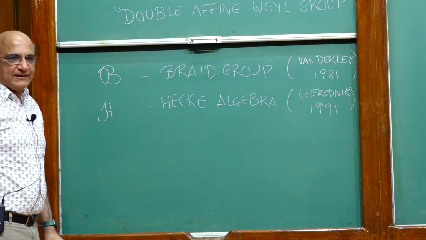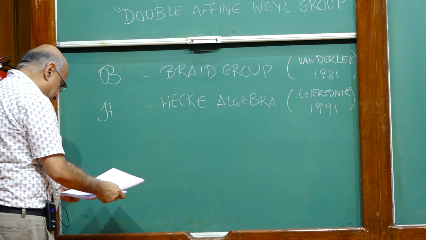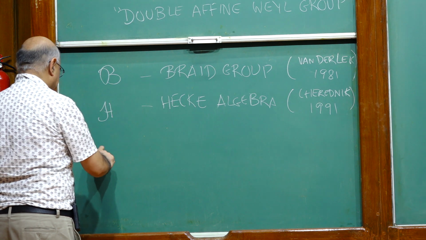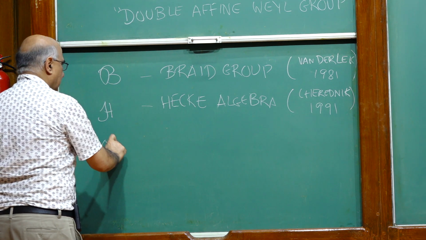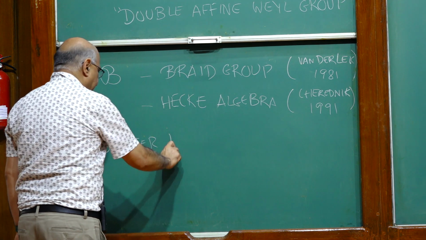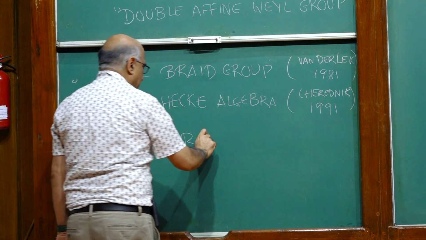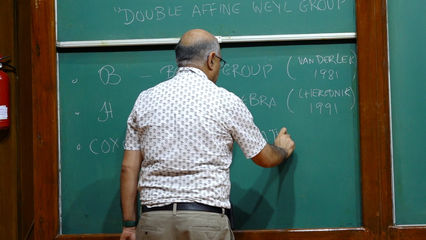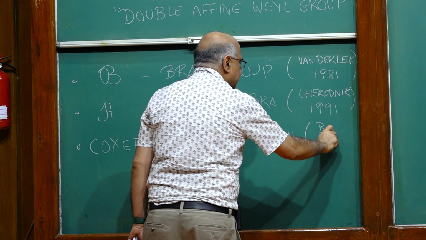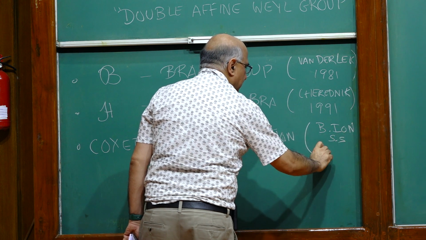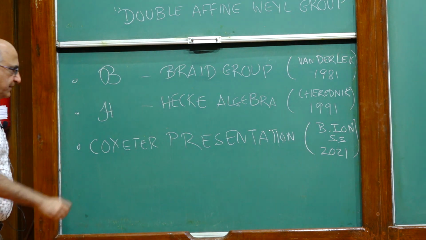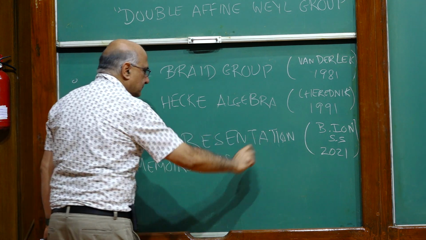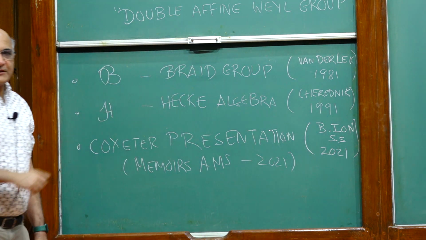So the Hecke algebra was defined by Cherednik around 1990. But the Coxeter type... well, it's not a Coxeter group, so it's maybe not fair to call it a Coxeter presentation, but it's pretty close. So this is the work of Bogdanian and myself, and it was published a couple of years ago in the Memoirs of the AMS, in 2021. I want to explain what it is.